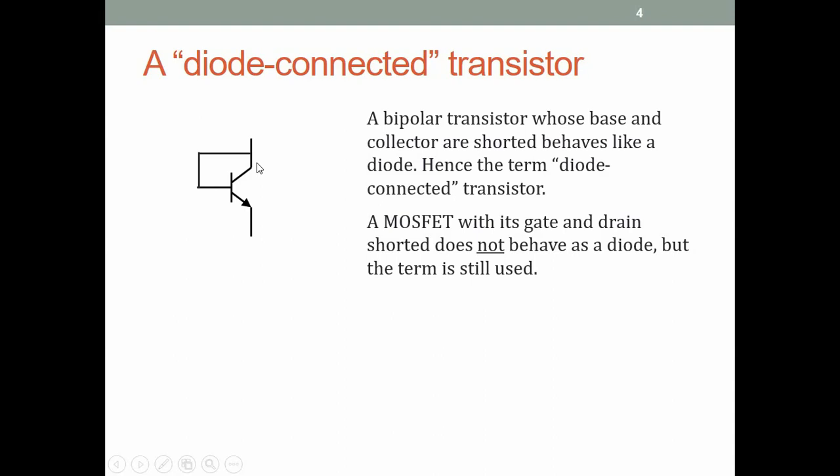Now a MOSFET with its gate and drain shorted does not behave like a diode, obviously, because the MOSFET has a square law characteristic, unlike a bipolar transistor, where the diode and transistor both have an exponential characteristic. But the term still continues to be used just for historical reasons. So we'll also continue to use that term.